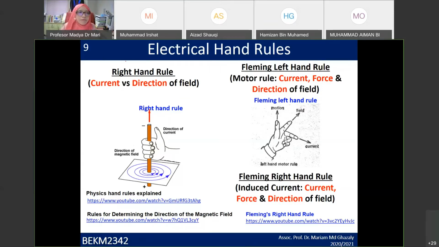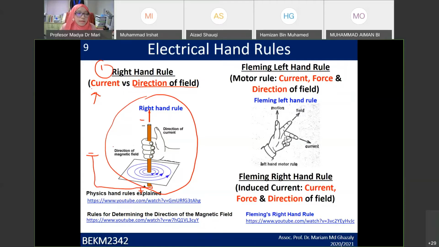The first one is the right hand rule. What you're going to learn is how to determine the direction of the electromagnetic field when you have a current. So we have a wire carrying current, and what is the direction of the field? Let's look at this. If you have a right hand rule over here, you can see the positive and minus. Imagine that you have a power supply over here, connected to the positive, and then this one will be connected to the negative.